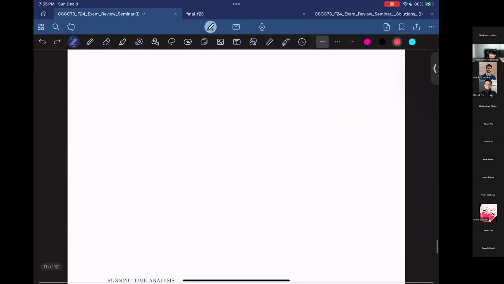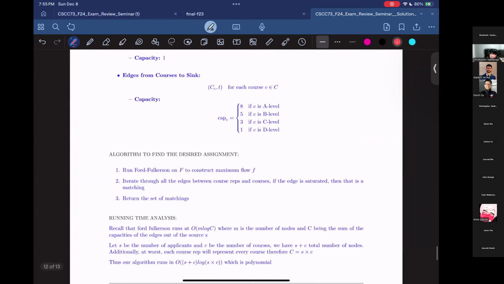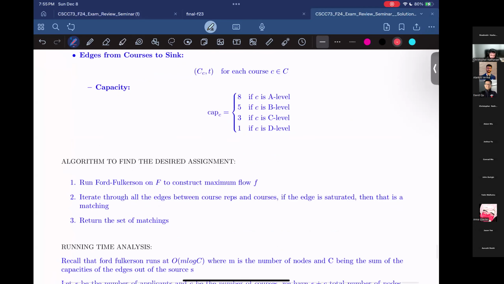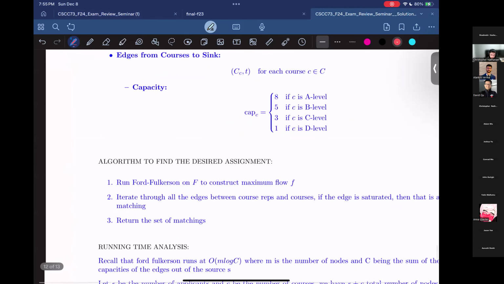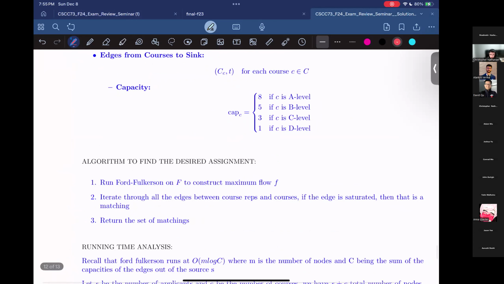So the last question, or actually, so the algorithm to define the desired assignment. So we need to run Ford-Fulkerson on F to construct the max flow F.